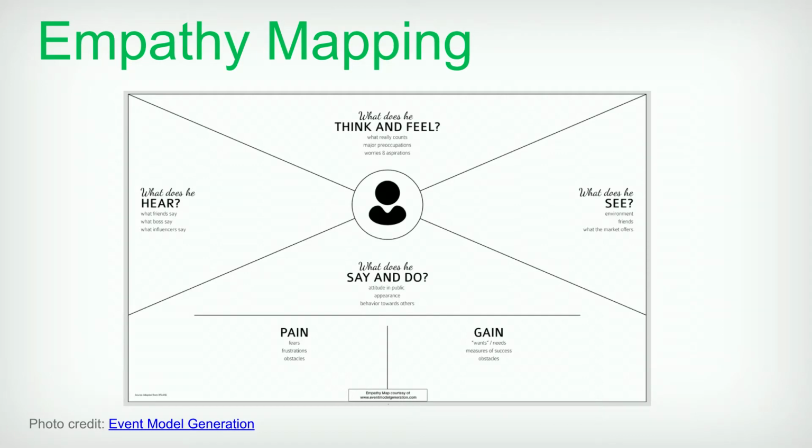When we're talking about what the person says or does, what are their attitudes to others? What do they do in public? And how has their behavior changed? And then we're going to identify their pains: what are their fears, their frustrations, their obstacles? What are their gains: what are they hoping to get out of it, what does success look like for them?